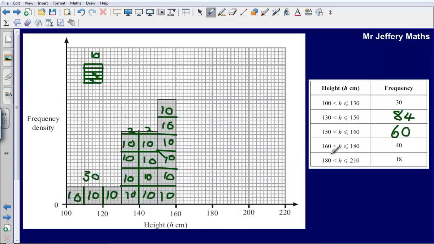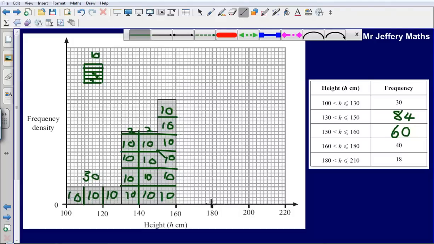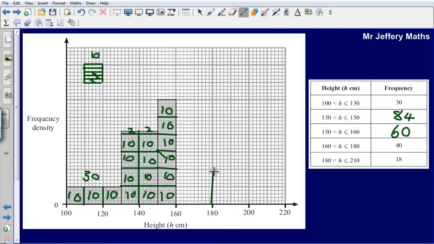Now all that we need to do is fill out the rest of the histogram. So from 160 to 180, that's from here up to here. I need a frequency of 40, so I'm going to need 4 of those boxes. So 4 of those boxes, I'm going to have to draw it like that. So that's that one done.